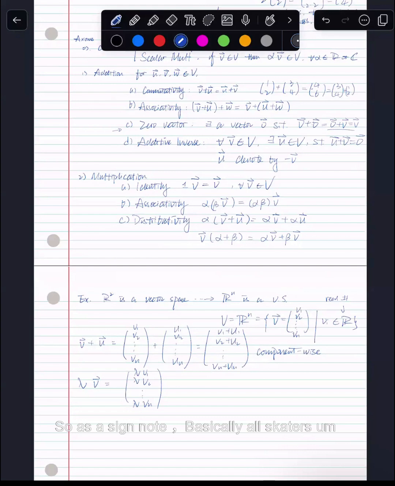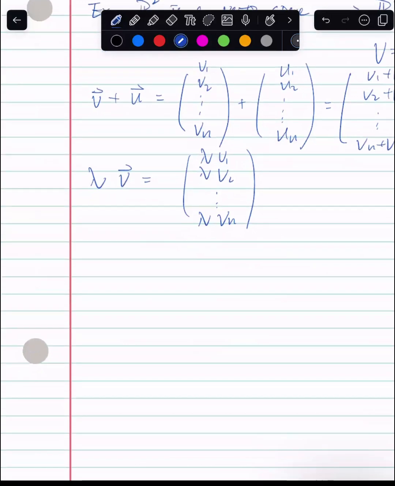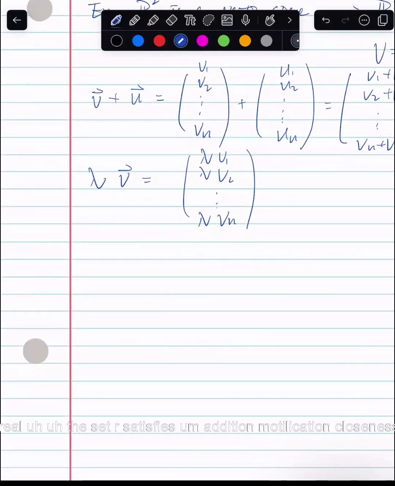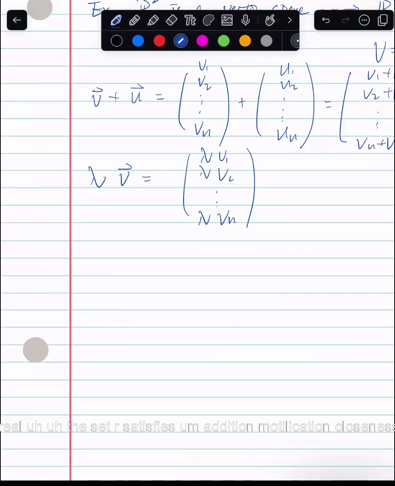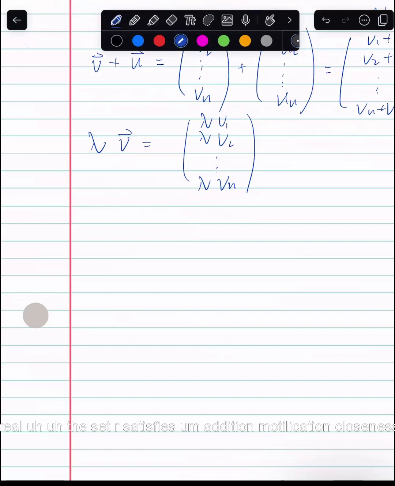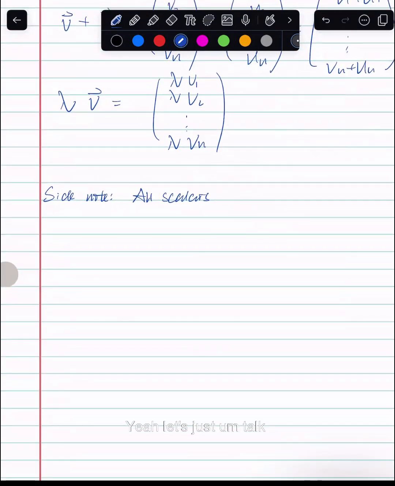So as a side note, basically all scalars, for example, the set R of real numbers, satisfy addition, multiplication, and closure. Let's just talk about real number space in our course.